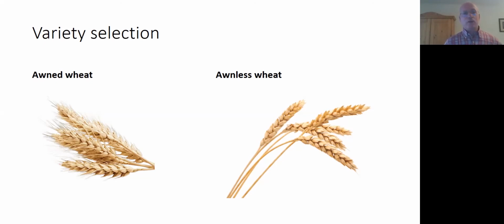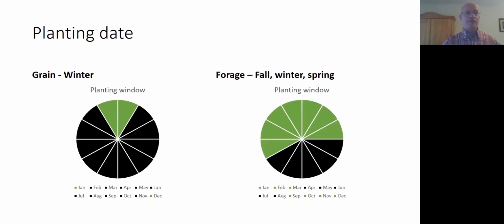In the case of wheat, in the case of barley, they might call it hooded. For example, hooded barley. Hooded barley really has an awn, but it's a deformed awn, and it doesn't have the same structure as a regular awn or beard on barley. So this is one of the big differences between the variety selection for forage versus grain.